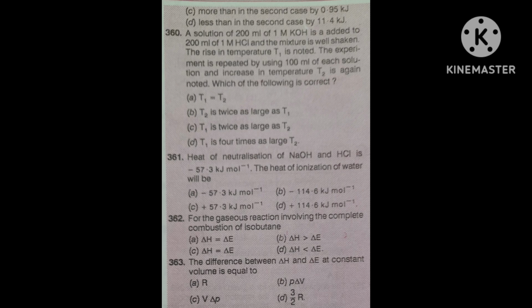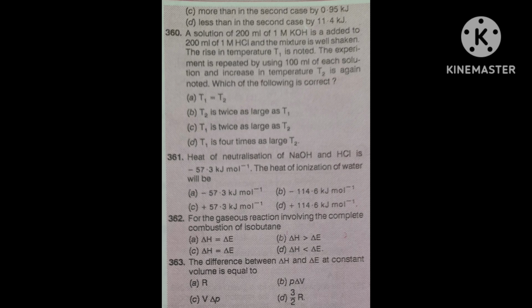V into delta P. If any student takes it as easy, it will be wrong. Many students will mark B, P into delta V, but that is incorrect. Correct is V into delta P because volume is constant. That's why this question comes under tough or very tough questions.